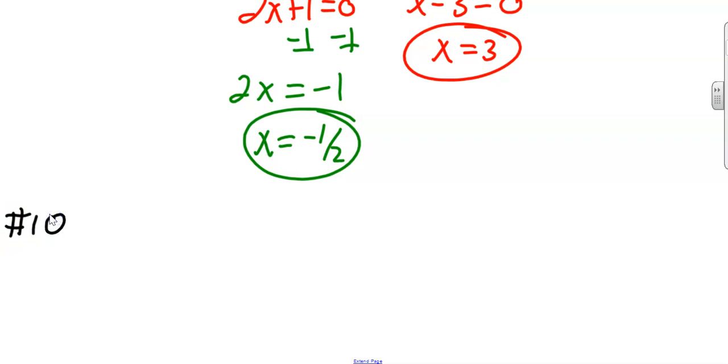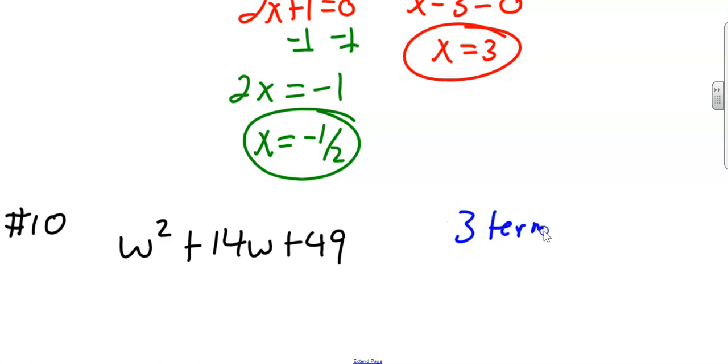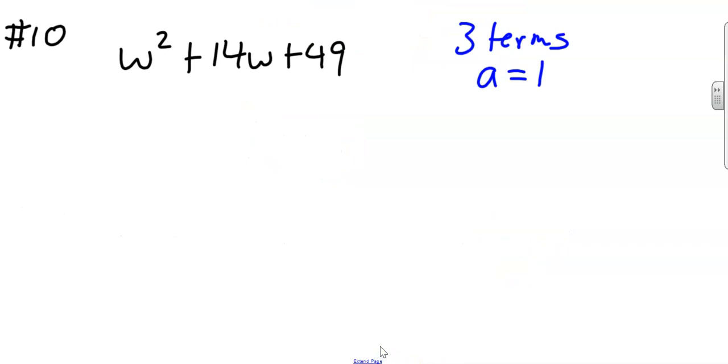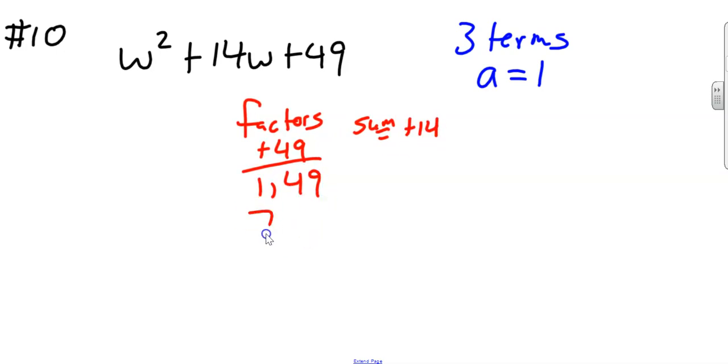Okay, number 10. Again, it's another factor, w squared plus 14w plus 49. Okay, so again, 3 terms. The a value is 1, so we do get the shortcut on this one. And with the shortcut, we're looking for the factors of 49, where the sum would equal positive 14. And again, there's only 2 choices. It's not 1 and 49, so it's going to have to be 7 and 7.